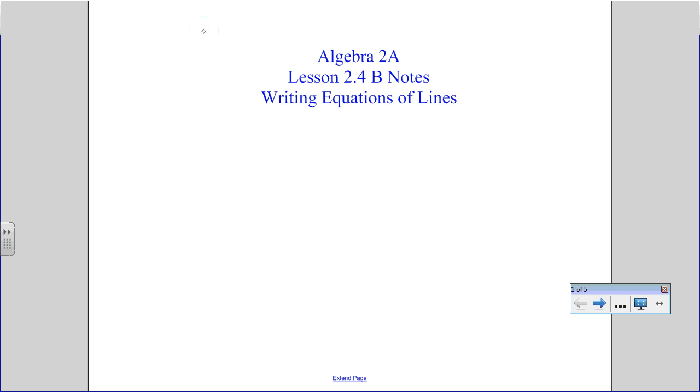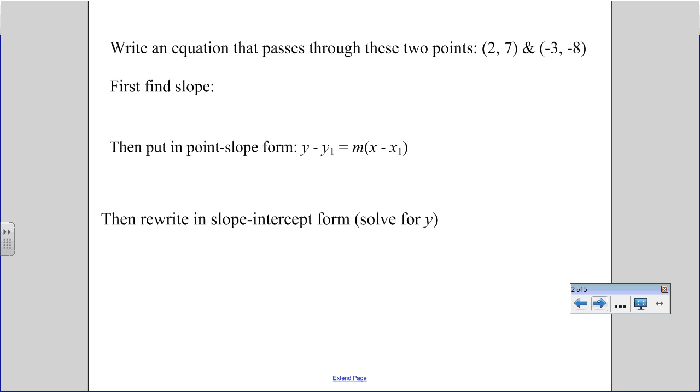Gentlemen, let's take a look at writing equations of lines. Again, we're going to take a look at lesson 2.4, part B of that. What we're going to be given now is just 2 points. In the past, we were given 1 point and the slope. So now the first thing you're going to have to do is find slope. We worked on that earlier in lesson 2.2.